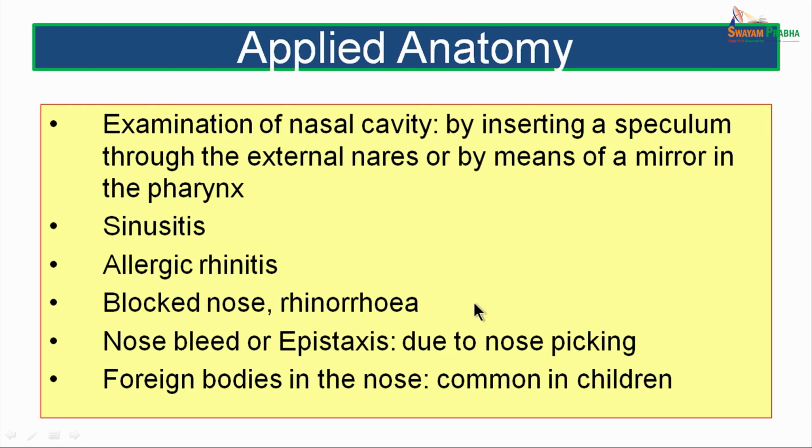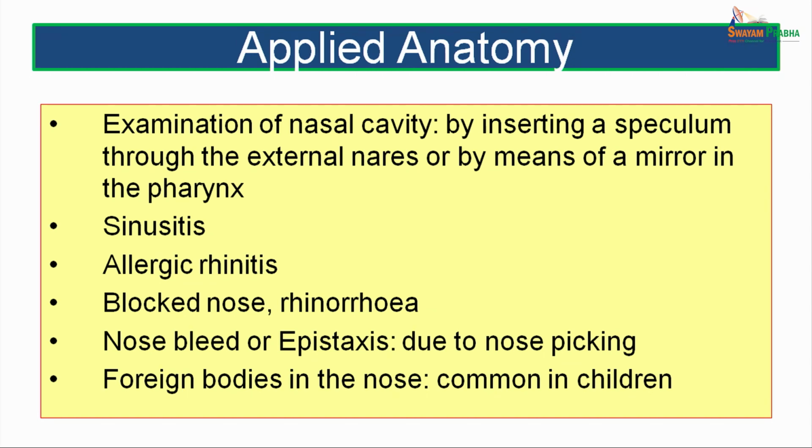Now we go on to study the applied anatomy aspects of the lateral wall of nose. Examination of the nasal cavity. This is done by inserting a speculum through the anterior nares or the external nares, or by means of a mirror which is held in the pharynx. Next is sinusitis, which is inflammation of the paranasal air sinuses, also giving rise to increased production of watery mucus which discharges through the nasal cavity.